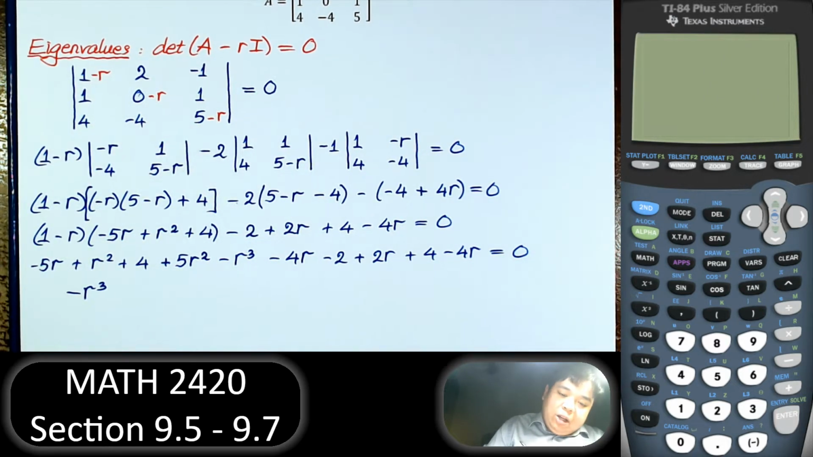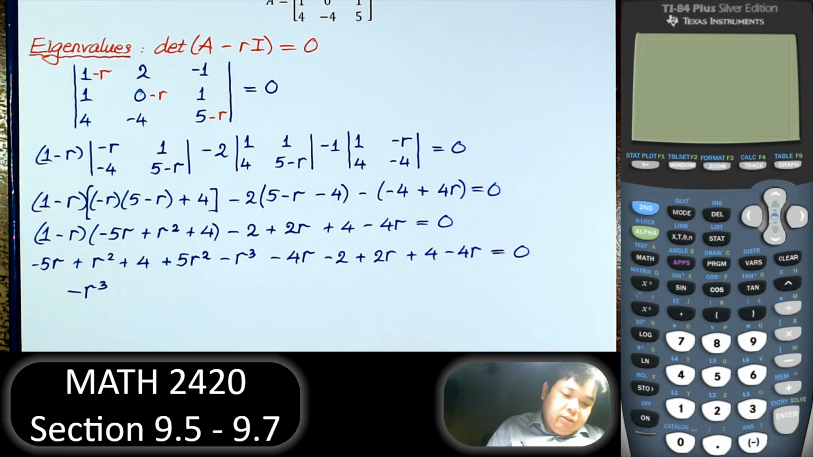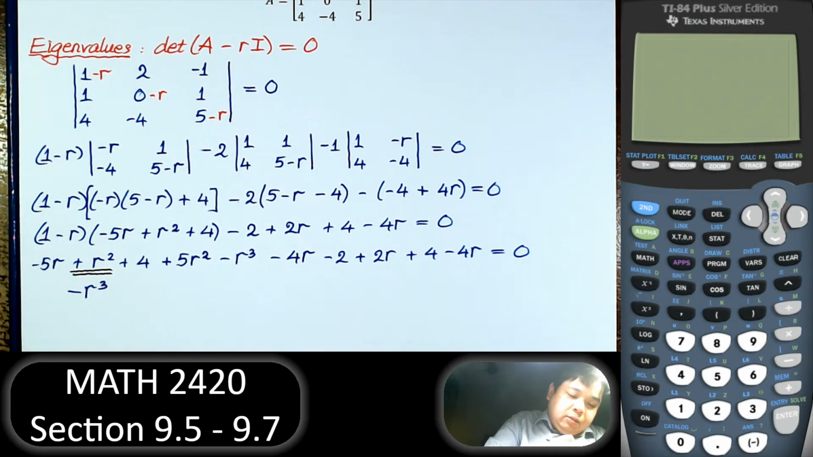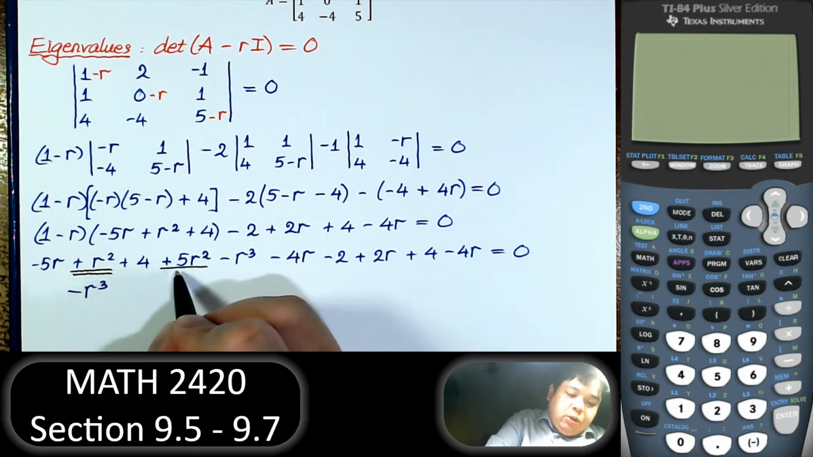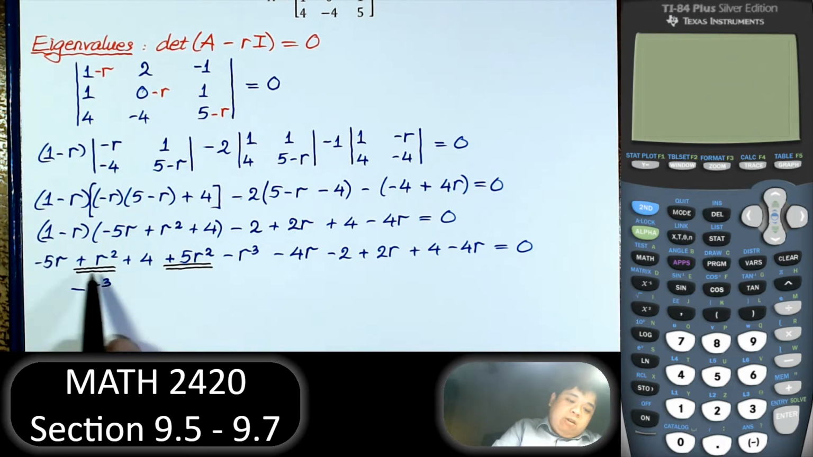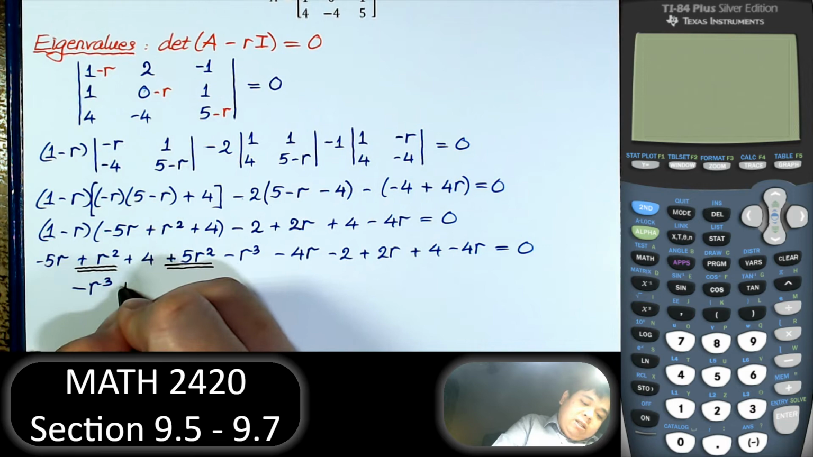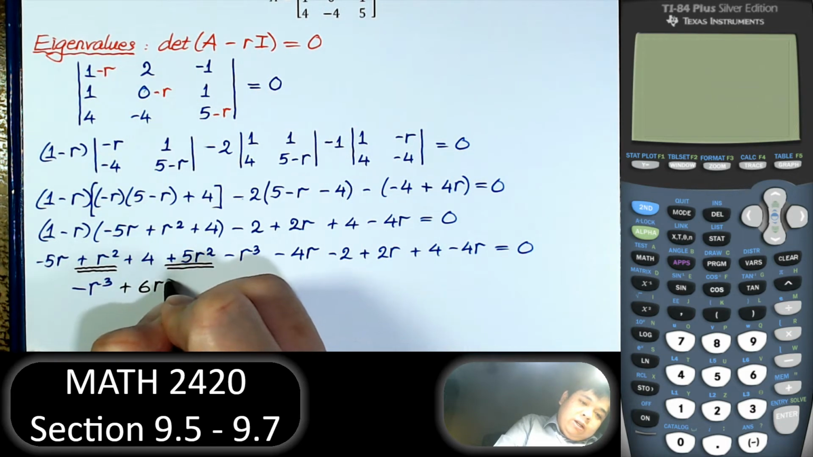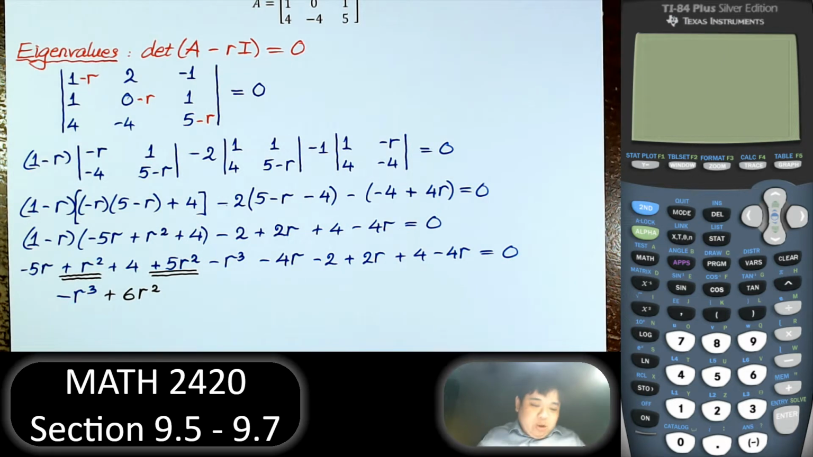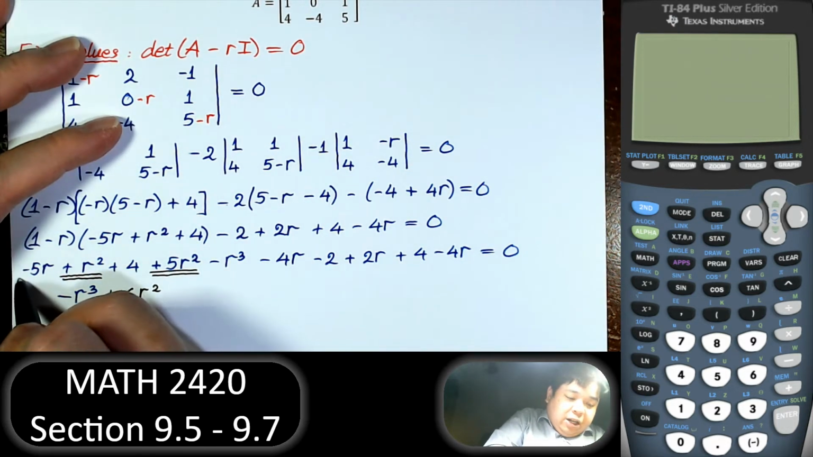R square, how many r square do we have? 1, 2. Those are r square. 5 and 1, that's 6r square. Looks right so far.